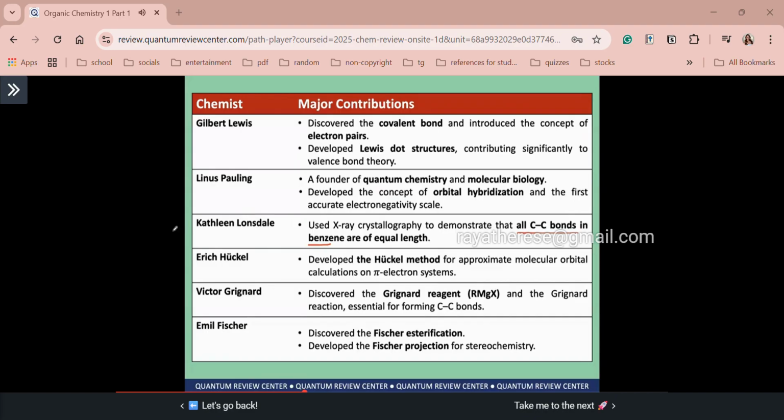Alright, for our next chemist, we have Erich Hackel. So class, he developed from his surname, your Hackel rule or the Hackel method. So this one helps us in predicting whether a compound is aromatic or not. So we will discuss the specific Hackel's rule in your aromatic compounds discussion.